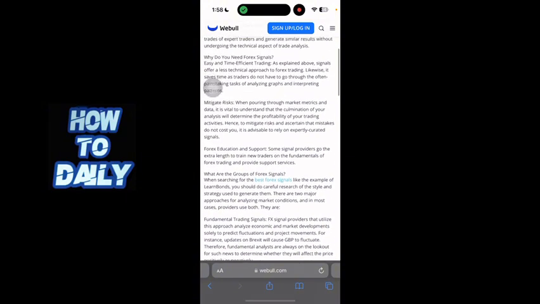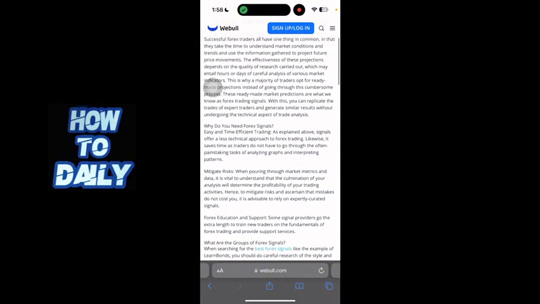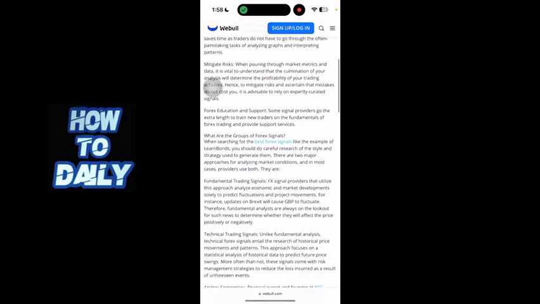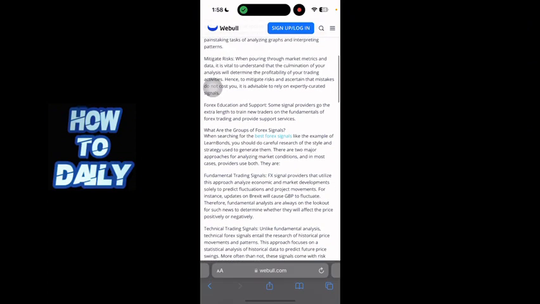So this is how you can use buy and sell signals on Webull. With these signals you can do easy and time efficient trading. You can mitigate risks and you get forex education and support. First you have to find the best forex signals.